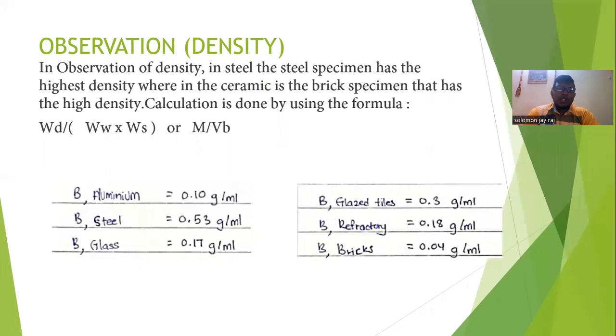Next will be the observations. In this experiment, we observe for density that the steel specimen has the highest density, while among the ceramics, the brick specimen has the highest density, and the calculation is done using this formula as shown here. So we can see the result for each specimen after doing the calculation.